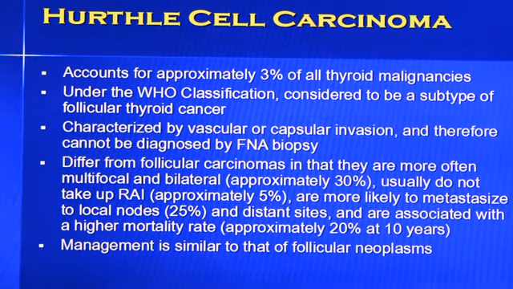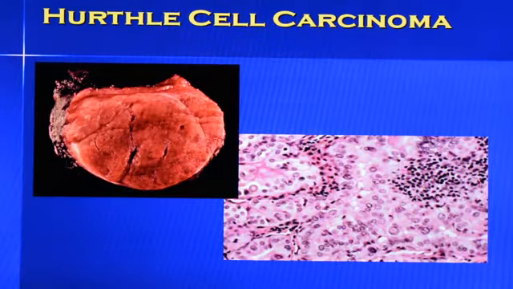Usually, they do not take up radioiodine and are more likely to metastasize to local nodes and distant sites, and are associated with a higher mortality rate than the usual follicular adenoma, although the management is similar to follicular adenoma. Some pictures of the Hürthle cells.